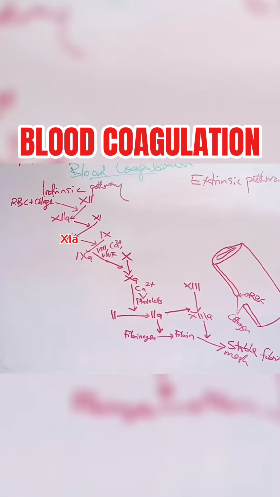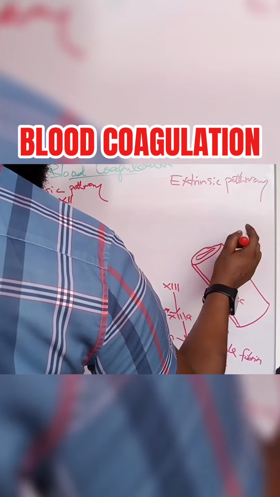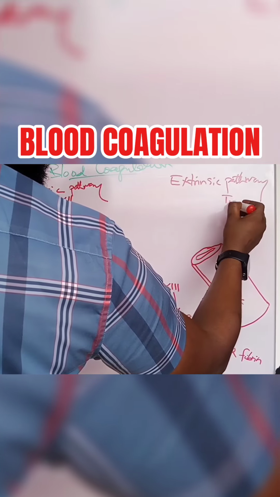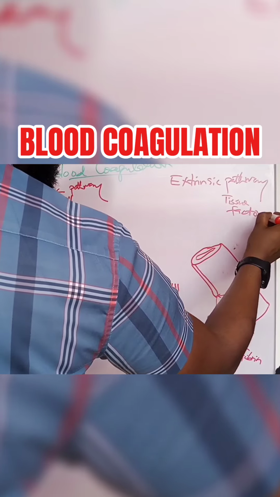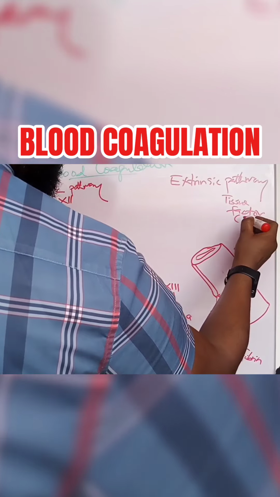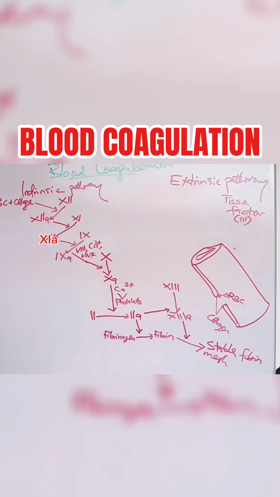Next, let's look at the extrinsic pathway. The extrinsic pathway is triggered by the release of tissue factor, also known as tissue thromboplastin, from damaged tissue external to the blood. It is called extrinsic pathway because it is initiated outside the blood.